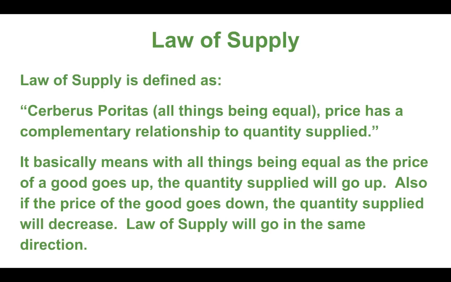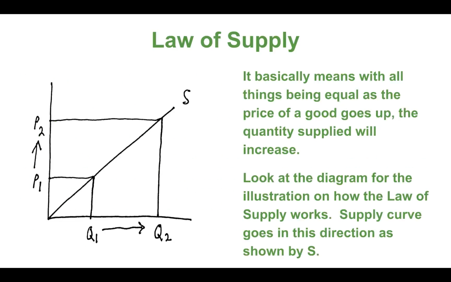Now let's focus on the law of supply. Again, with everything being equal, the law of supply is defined as price has a complementary relationship to the quantity supplied. It basically means with all things being equal, as the price of a good goes up, the quantity supplied will go up. Also, if the price of the good goes down, the quantity supplied will decrease. The law of supply will go in the same direction. One goes up, the other one goes up. As the one goes down, the second one will go down as well.